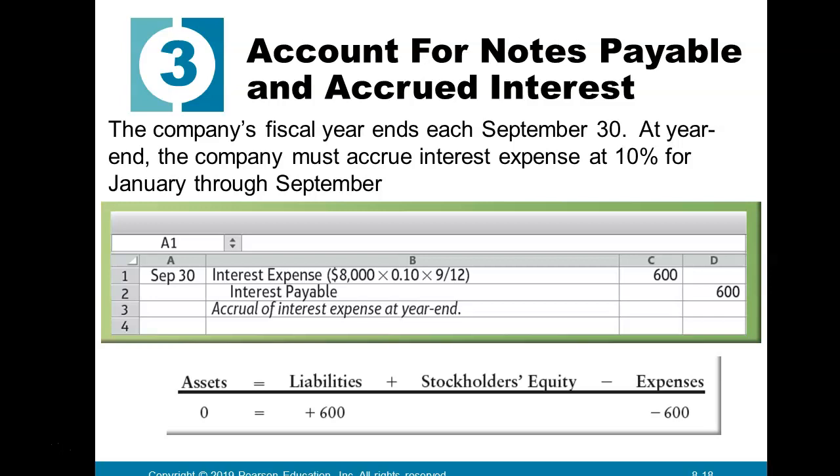Remember, we did not pay it yet. We have to show that we are obligated to pay. Unless it tells you that you paid it, you have to assume an obligation. So we're going to calculate it using simple interest, nothing more complicated.